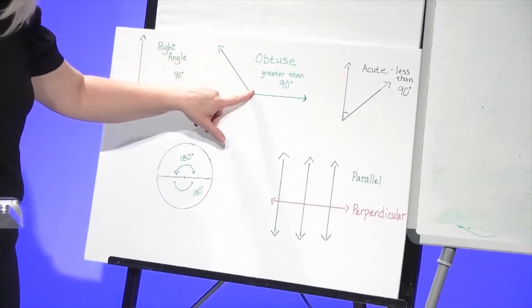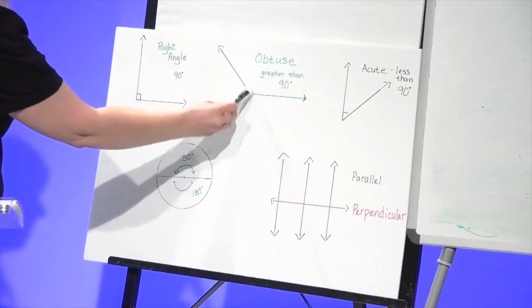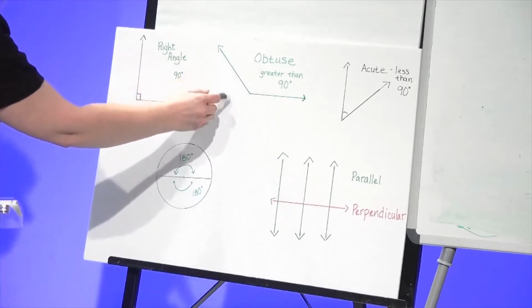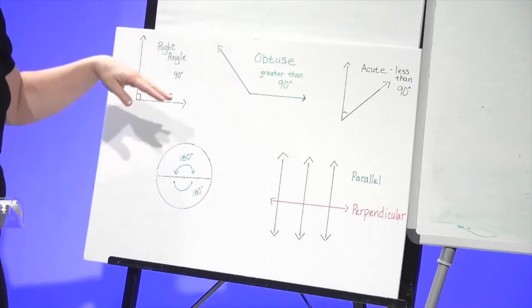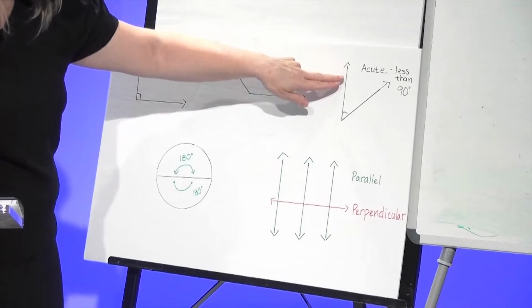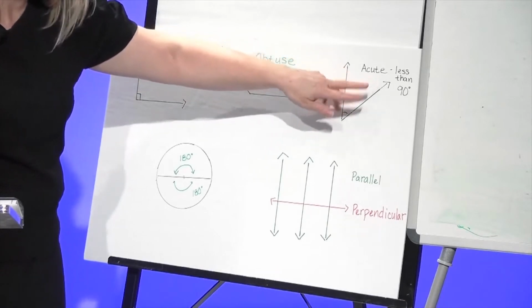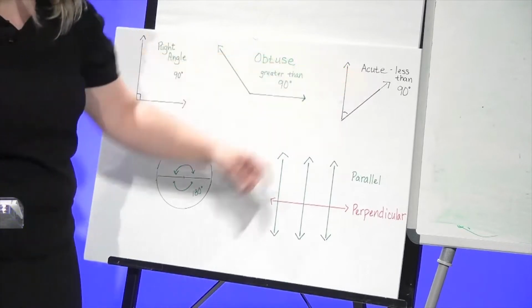Obtuse is greater than 90 degrees. And you know that it's greater because it opens up past that 90 degrees. So it's usually pretty obvious when it's obtuse because it opens up. And then acute is when you have an angle that's less than 90 degrees. So any angle less than this 90 is going to be acute.